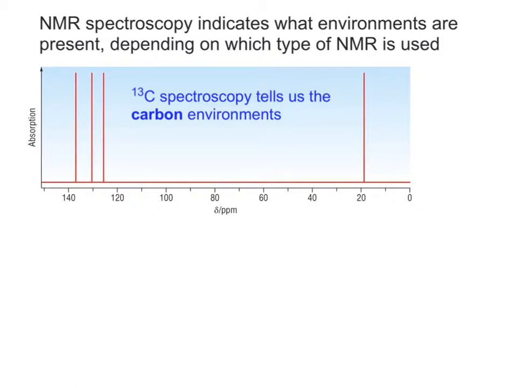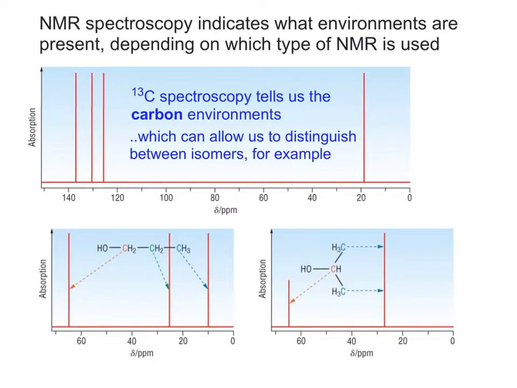So using NMR spectroscopy allows us to tell what environments are present depending on the type used. So you've obviously got hydrogen, you've got carbon, you've also got phosphorus and fluorine as well, but those two are not on the spec. So carbon-13 spectroscopy tells us the carbon environments that are present. So what this can allow us to do is distinguish between isomers.